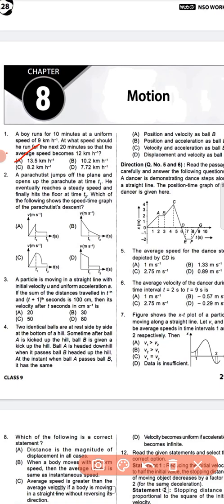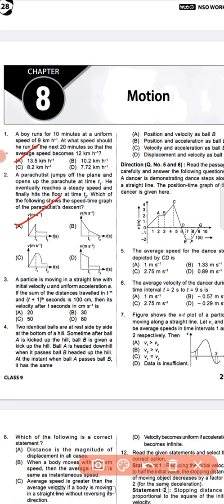Next question, a parachutist jumps off the plane and opens up at the time t1. He eventually reaches a steady speed and finally hits the floor at time t2. Which of the following shows the speed time graph? Four graphs are given, so you have to choose the one graph. Okay, so question number 2, option A is the correct answer.